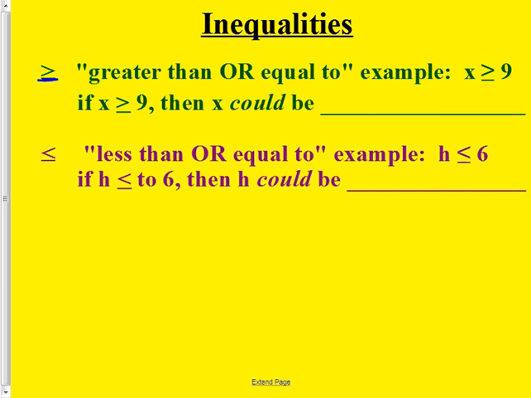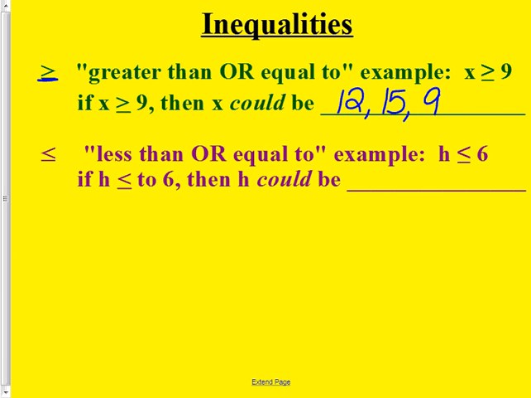So for example, if x is greater than or equal to 9, then x could be 12 because that's greater than 9. It could be 15 because that's greater than 9. It could be 9 because that's equal to 9. Remember, it says x could be greater than or equal to 9.